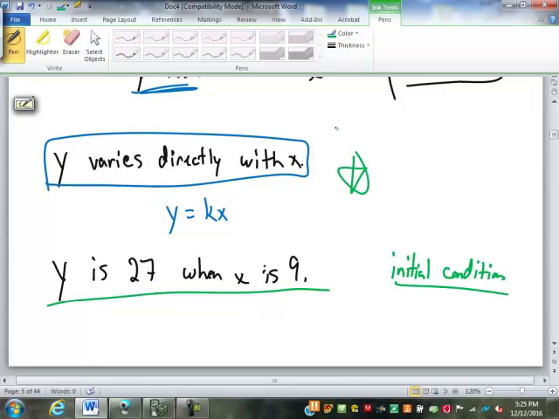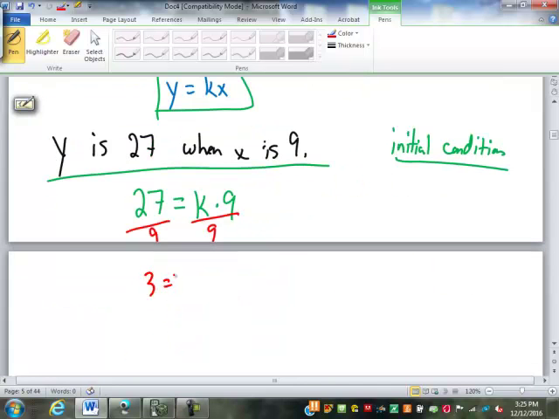So what we did up here is we identified what type of relationship we have. We know it's direct. We know as one gets bigger, the other one has to get bigger. Or the opposite. If one gets smaller, the other one has to get smaller. This is an initial condition giving us one set of numbers for those two variables within that condition. So that's saying y equals kx, y is 27, so I'm going to put 27 in where the y is when x is 9. So I leave the k, but I put 9 in where the x is. And now I can solve that by dividing by 9 to get that 3 equals k, or k equals 3.